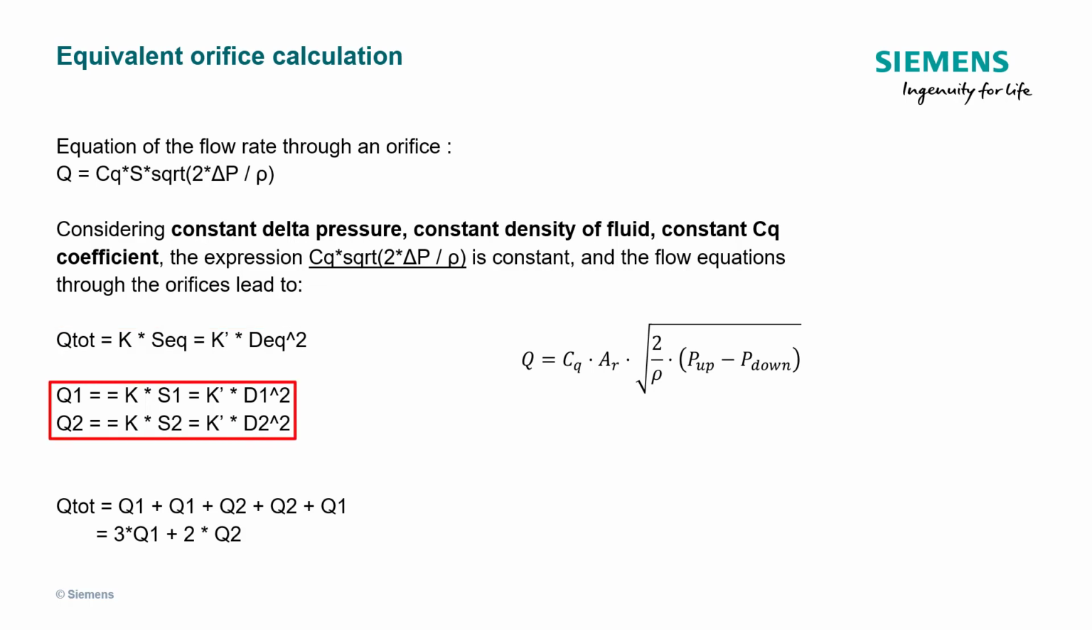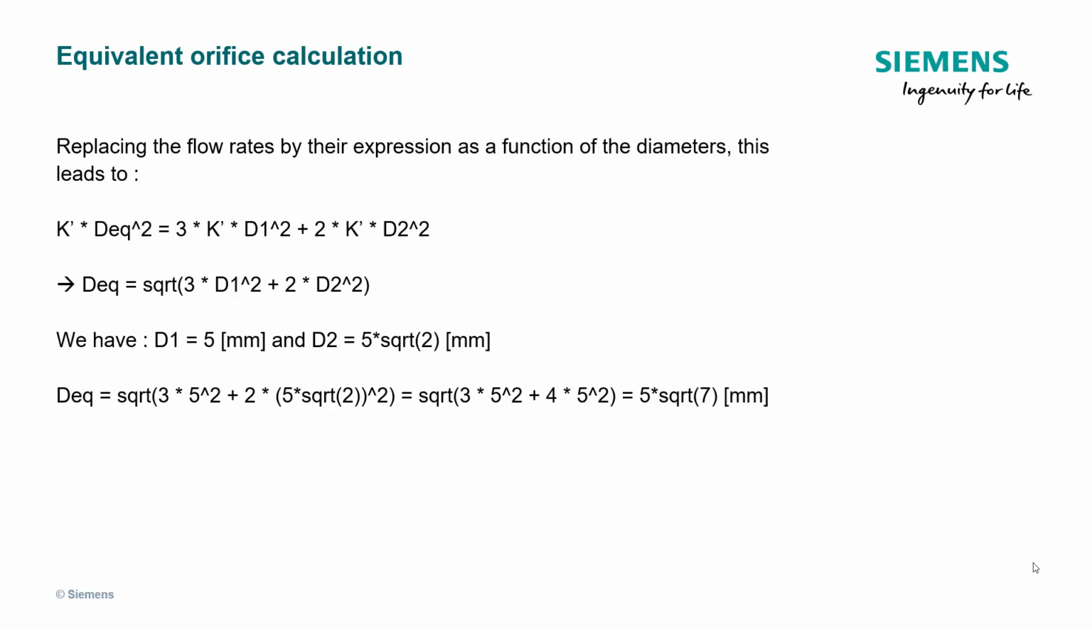Under the same assumptions, the equations for Q1 and Q2 can also be defined with K prime multiplied by their own diameter squared. Finally, we can convert the equation for total flow rate calculation into a new one. We will replace the flow rate with the expression where the function of diameter is used. Then the equivalent orifice diameter can be expressed like this. d1 is 5 and d2 is 5 multiplied by square root of 2. Then we can get the value of the equivalent diameter, 5 multiplied by square root of 7 mm.